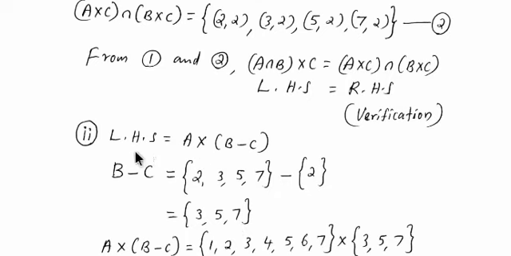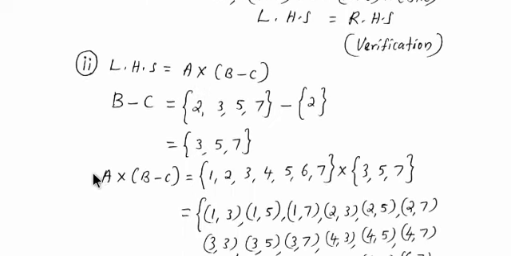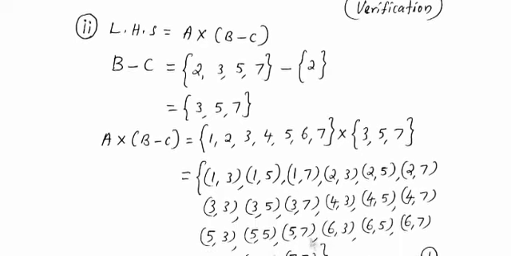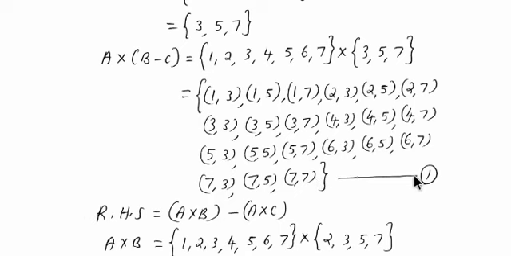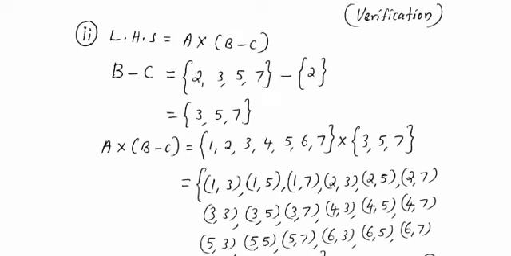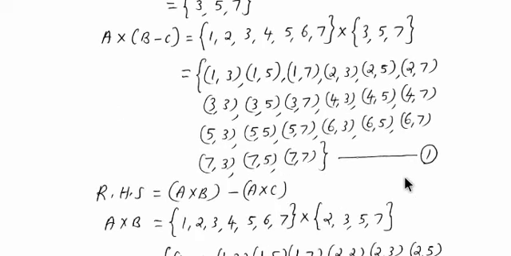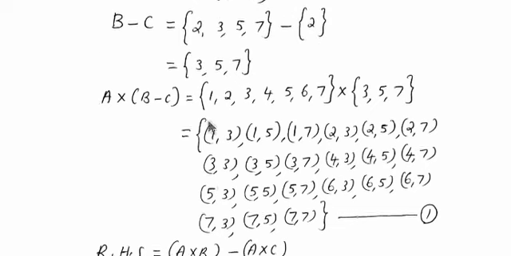Then find out the whole LHS, A cross B minus C. First write the set A. A is 1, 2, 3, 4, 5, 6, 7. Then put cross. Then write this set B minus C: 3, 5, 7. Then take the cross product. Do as in the previous problems in exercise 1.1. We get this set. Then put equation number 1. Since LHS is over, we can take this as equation number 1. Then write RHS.